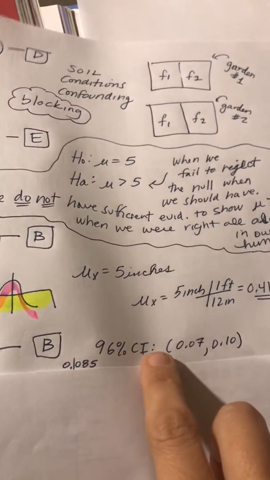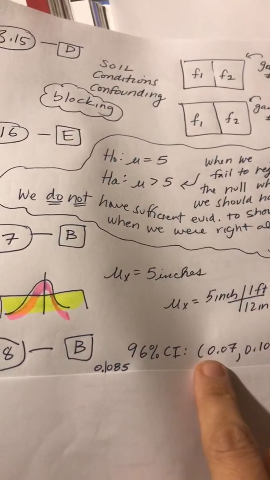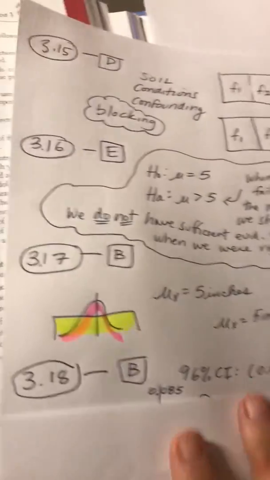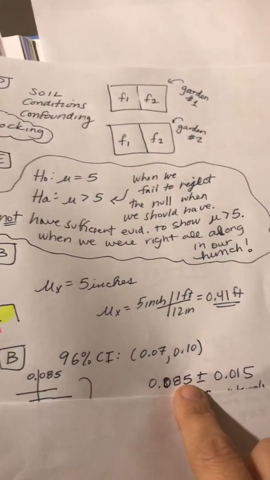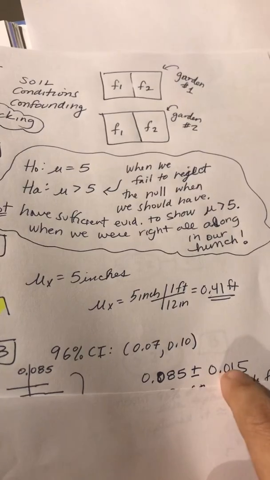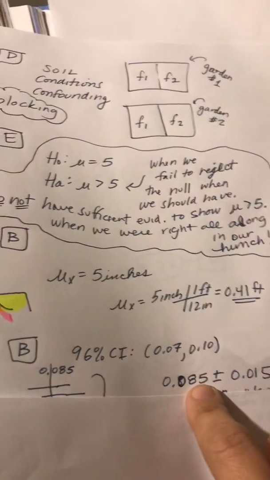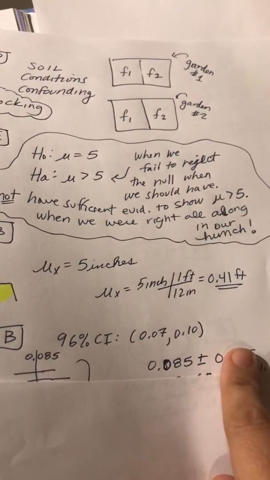So a 96% confidence interval produced the interval 7 to 10%. So that's a pretty low unemployment percentage. And we could also think of it as 0.085 plus or minus 0.015. That's saying the same thing. So that's pretty low, 8.5% unemployment, though we're not sure.